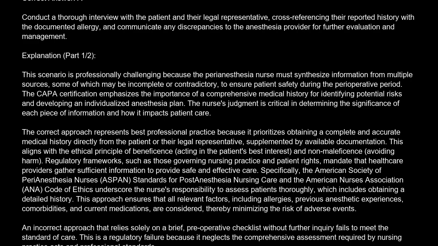Regulatory frameworks, such as those governing nursing practice and patient rights, mandate that healthcare providers gather sufficient information to provide safe and effective care. Specifically, the American Society of Perianesthesia Nurses, ASPAN, standards for post-anesthesia nursing care, and the American Nurses Association, ANA, Code of Ethics underscore the nurse's responsibility to assess patients thoroughly, which includes obtaining a detailed history. This approach ensures that all relevant factors, including allergies, previous anesthetic experiences, comorbidities, and current medications, are considered, thereby minimizing the risk of adverse events.